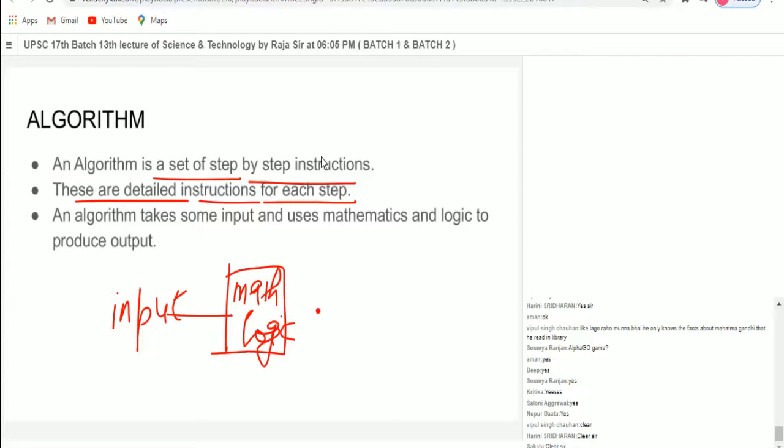So these are simple algorithms. But in the case of artificially intelligent machines, a portion of the output is linked to the input. So they use the output produced as the input. And based upon their past experience, they respond to data in a new way. So this is how artificially intelligent machines work.